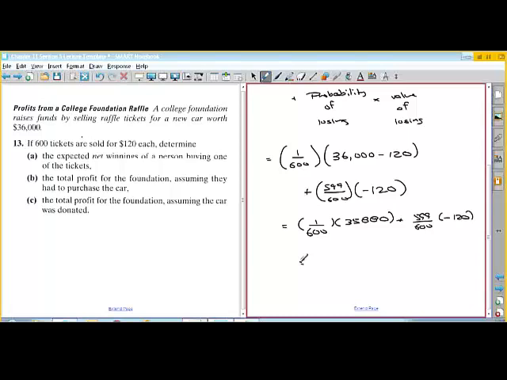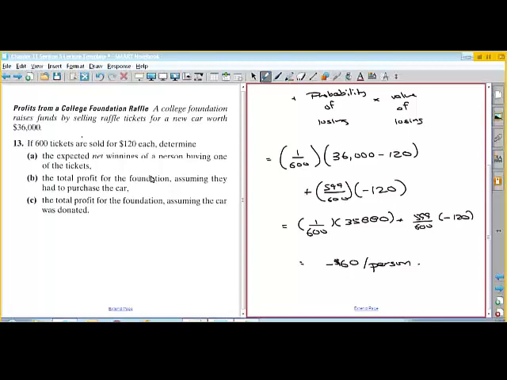And I did something wrong again. I did this yesterday. I messed up on my entry in my calculator. I always leave off one of the numbers. So the expected net winnings is minus $60 per person. So that's the answer for the first one. So on average, everybody loses $60. The reality is that 599 people lose $120 and one person wins $35,880.